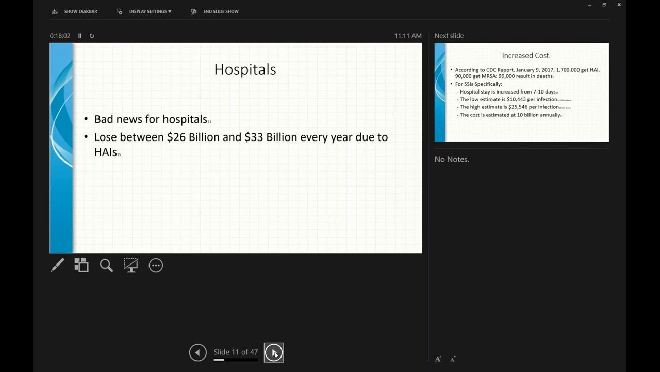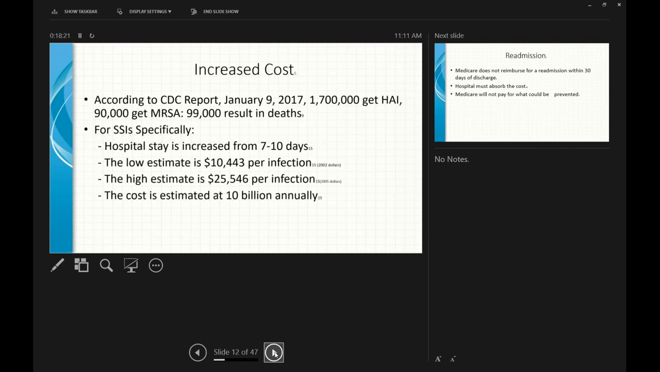And this is just one statistic. When I looked at the literature, these statistics are all over the place. The high estimate is 25,000 per infection, and it's about 10 billion annually.